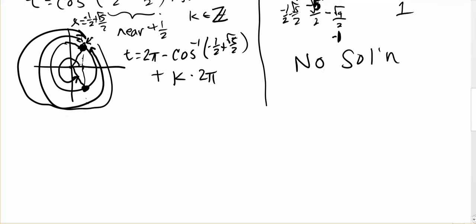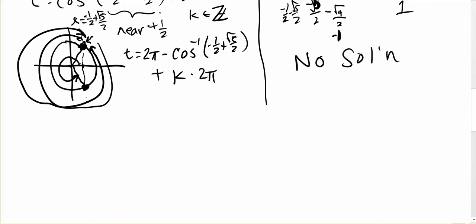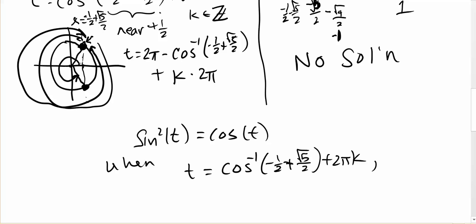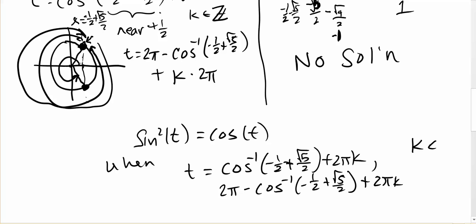We only have two sets of solutions. We know from the original equation that the sine squared of t is equal to the cosine of t when t is equal to the inverse cosine of negative 1/2 plus the square root of 5 over 2 plus 2 pi k, and when t is equal to 2 pi minus the inverse cosine of negative 1/2 plus the square root of 5 over 2 plus 2 pi k, where k is an element of the integers.